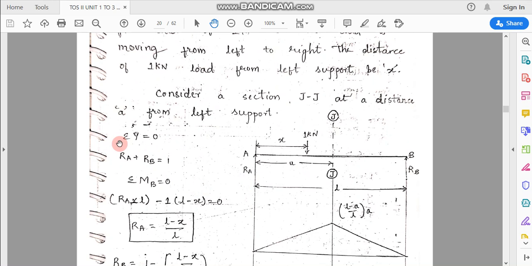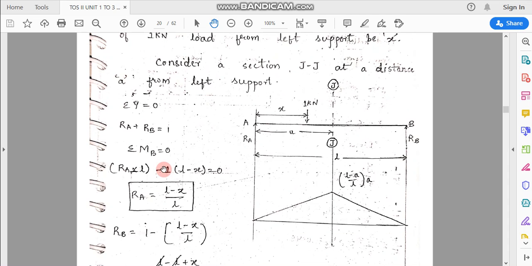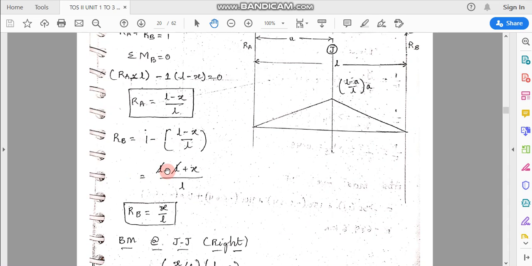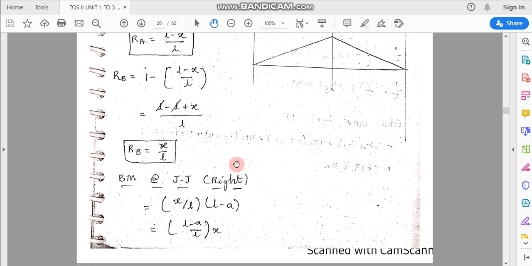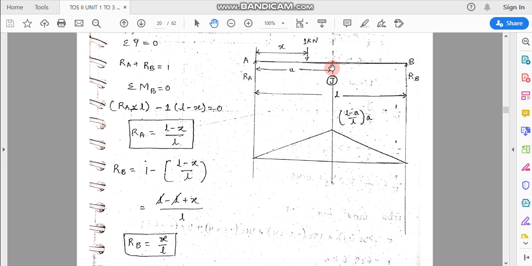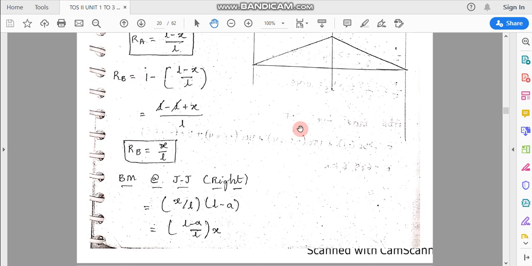Again, we do our simple calculations with sigma x is equal to 0, or sorry, sigma y is equal to 0 and sigma M_B is equal to 0. I got RA is equal to (L minus x) by L, RB is equal to x by L. Now what is the bending moment at section JJ from the right side? From the right side, if you calculate, it is going to be x by L into (L minus A). Simplify it, you'll get (L minus A) by L into x.